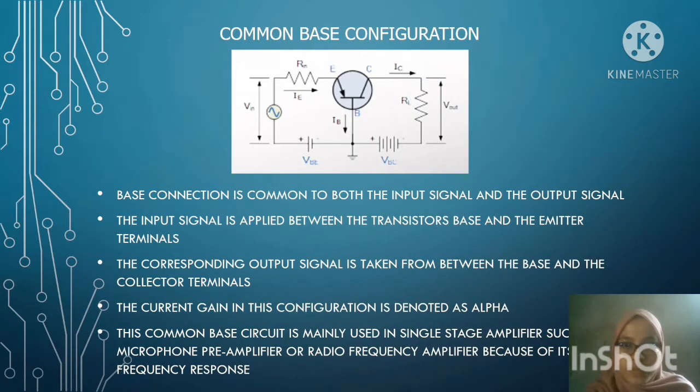Okay, right now we will take a look at the first configuration of BJT, which is the common base configuration. In this configuration, the base connection is common to both the input signal and the output signal. The input signal is applied between the transistor base and the emitter terminals. The corresponding output signal is taken from between the base and the collector terminals. The current gain in this configuration is denoted by alpha.